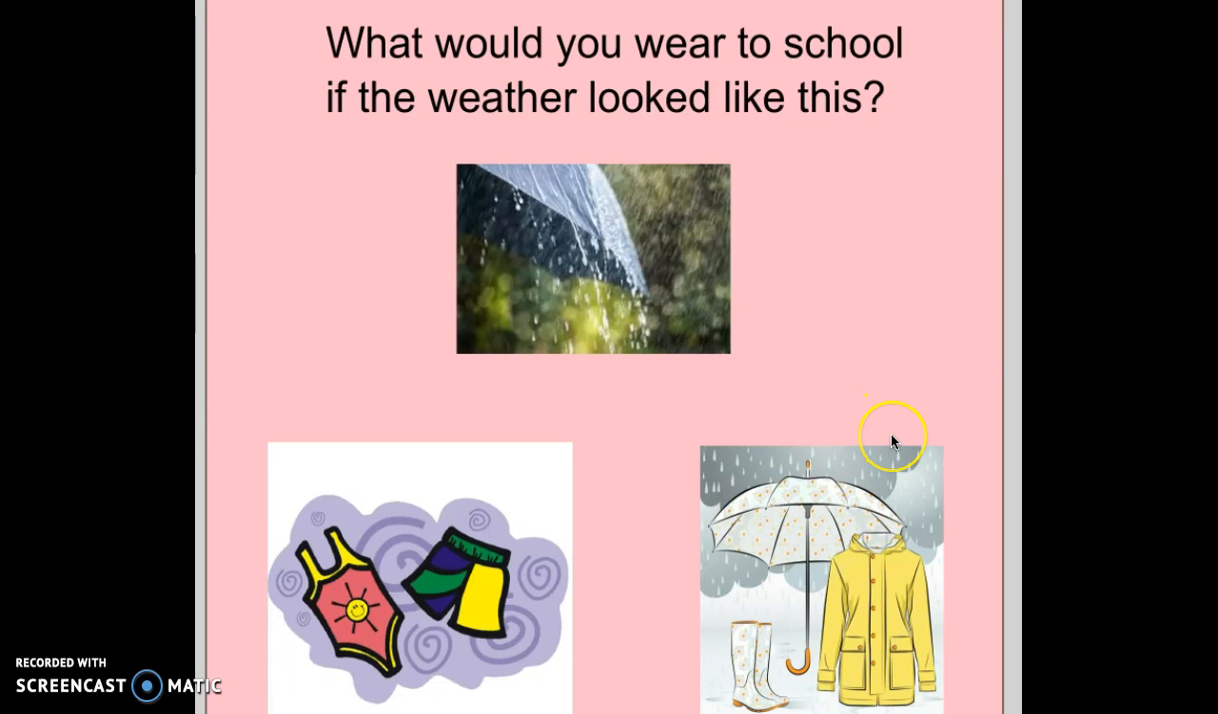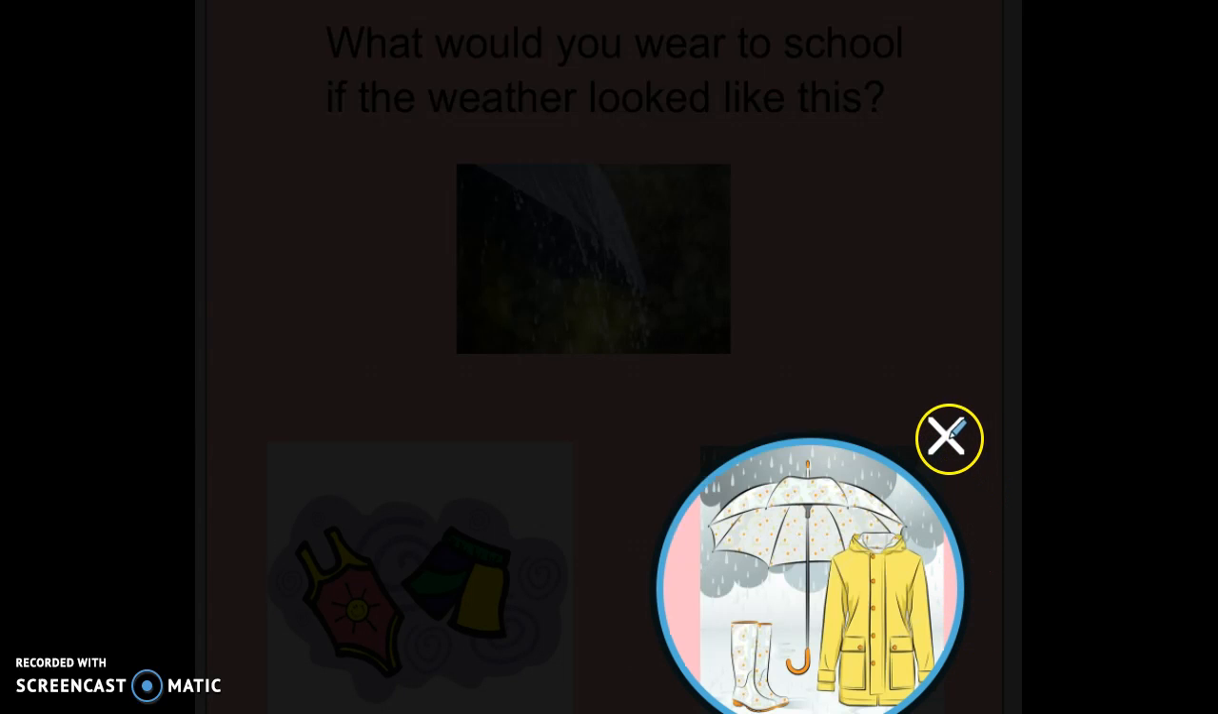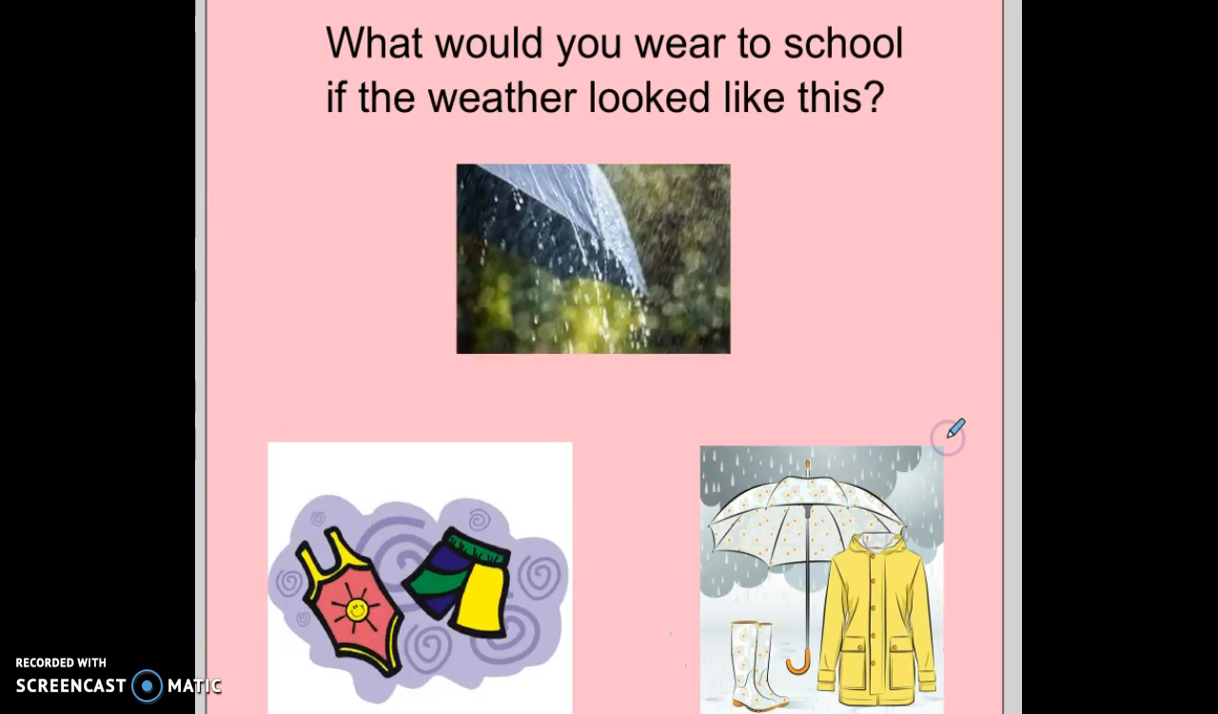Yes, I think too the best thing for us to wear would be a rain jacket, boots, and an umbrella, because that would help us stay dry, even in cold and wet and rainy weather. Great job.